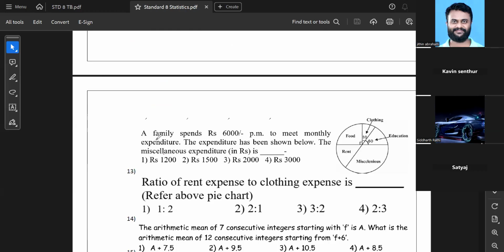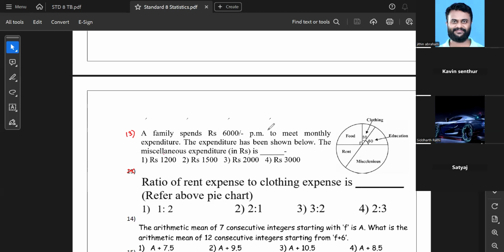Thirteenth question. A family spends 6,000 rupees per month to meet monthly expenditure. The expenditure has been shown below. The miscellaneous expenditure in rupees is how much? So miscellaneous expense is what they're asking.